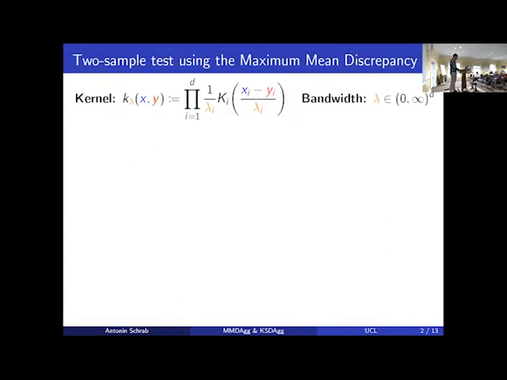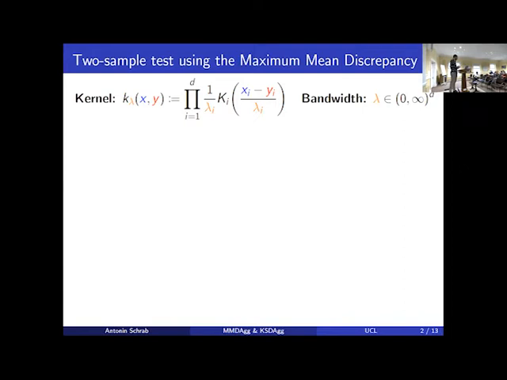We'll be doing a two sample test using the maximum mean discrepancy. The maximum mean discrepancy is a measure between probabilities, like the KL or the Wasserstein distance. First we introduce some kernel.